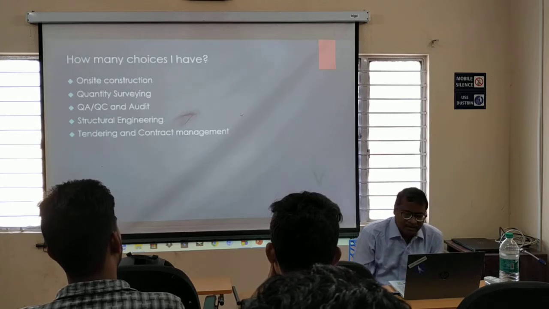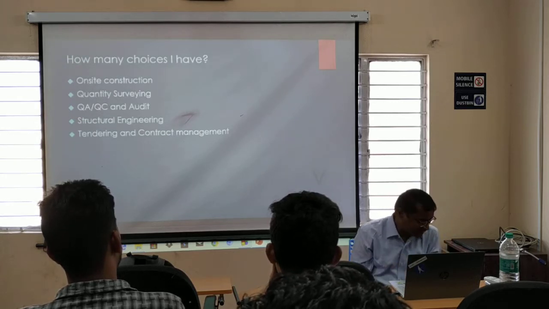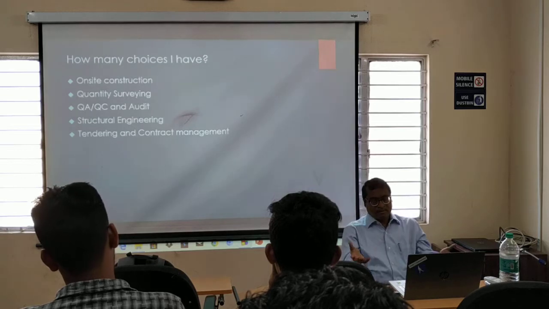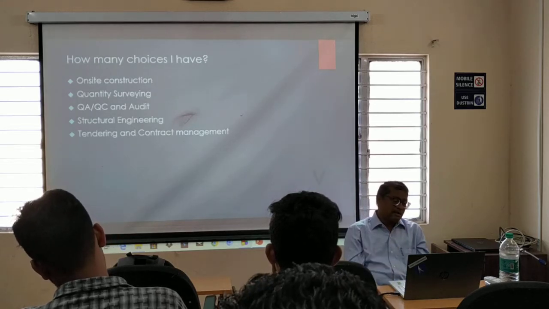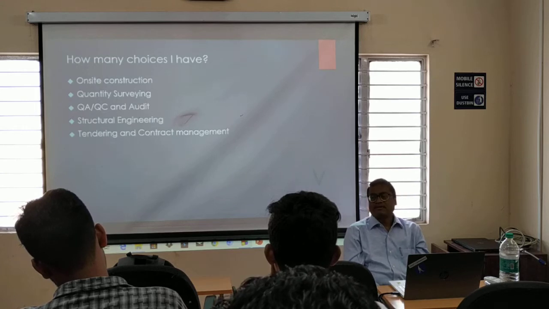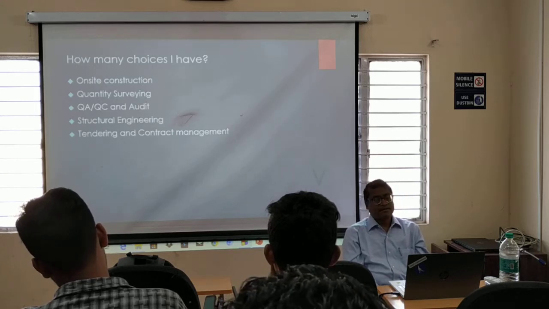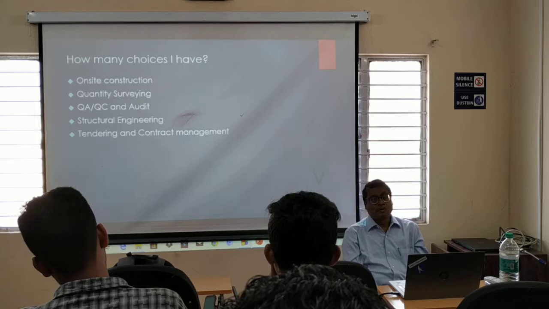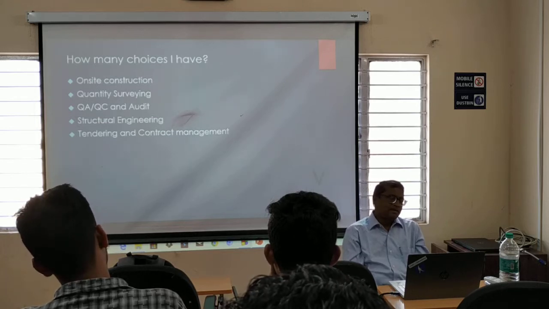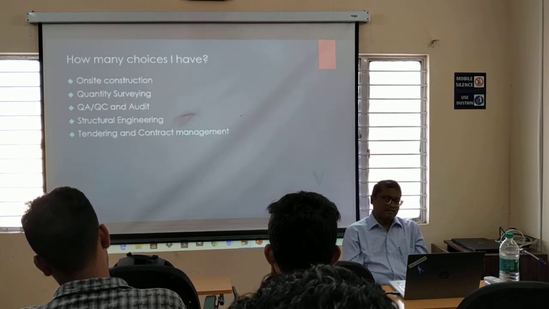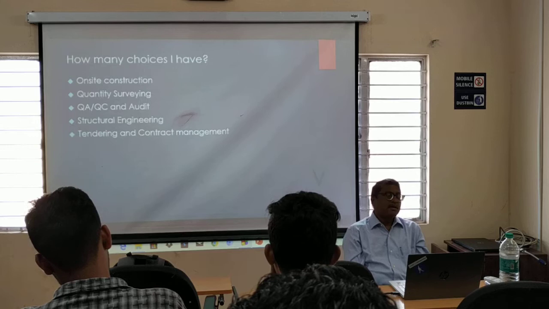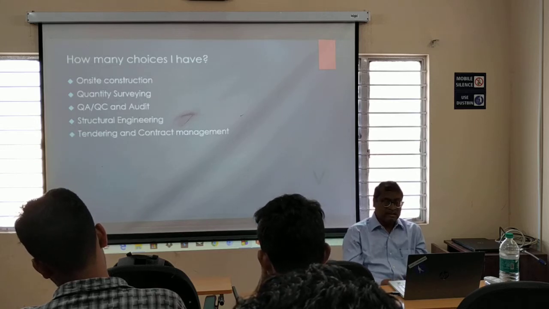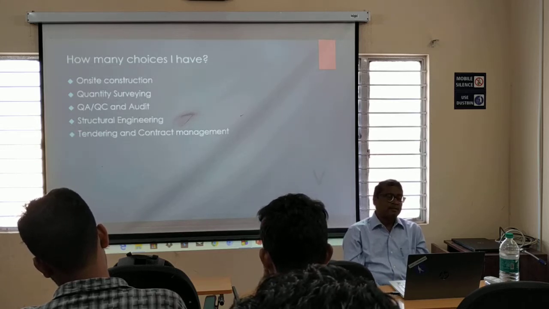And tendering and contract management. So I already started with tendering and contract management. As much as 27 contract types are there. And this particular branch of civil engineering is for people with a cool mind, because this has a lot of arbitrations, cases will go, disputes will arise, and the recent trend in this is alternate dispute resolution.